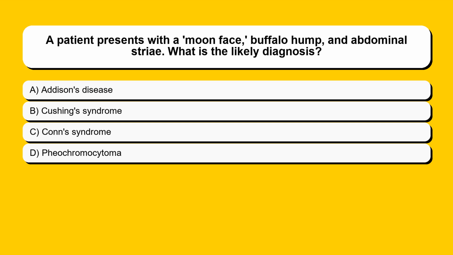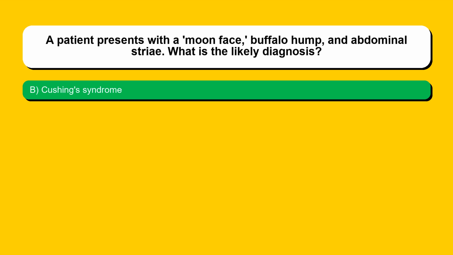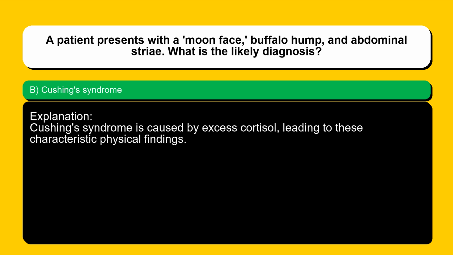Question 11. A patient presents with a moon face, buffalo hump, and abdominal striae. What is the likely diagnosis? Option A, Addison's disease. Option B, Cushing's syndrome. Option C, Conn's syndrome. Option D, pheochromocytoma. The correct answer is option B, Cushing's syndrome. Cushing's syndrome is caused by excess cortisol, leading to these characteristic physical findings.